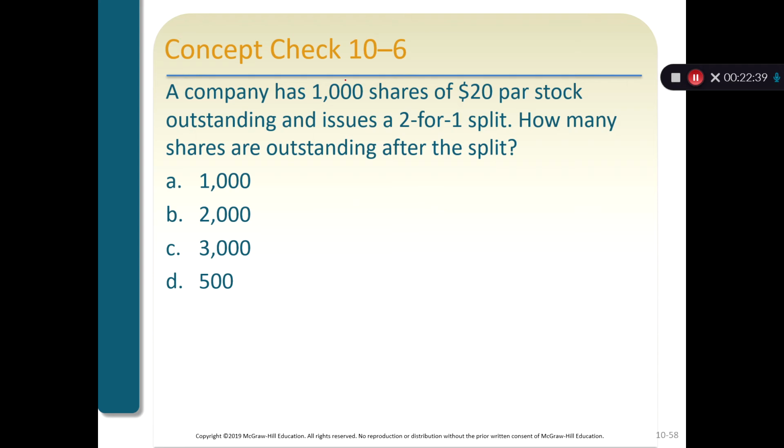So a company has 1,000 shares of $20 par value outstanding and issues a 2-for-1 split. How many shares are outstanding? So of course 2,000, right? So that means one share splits into two. Hence the 1,000 shares become 2,000 shares now, right?